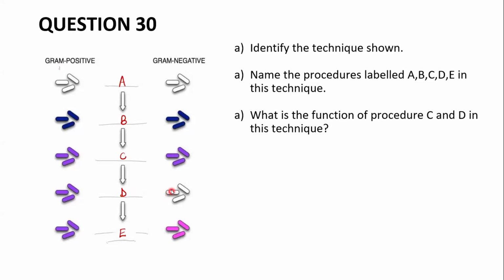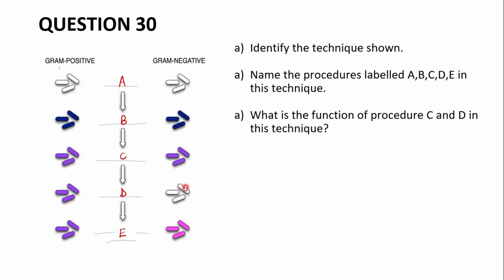But for gram-negative, the alcohol that we flooded the slide with is going to dissolve the stain. And once that happens, because it has a very thin peptidoglycan layer, the dye complex is just going to escape. So that's why it's going to appear colorless. It's supposed to be colorless, not white.